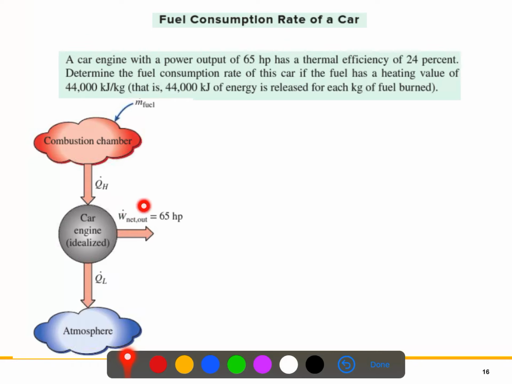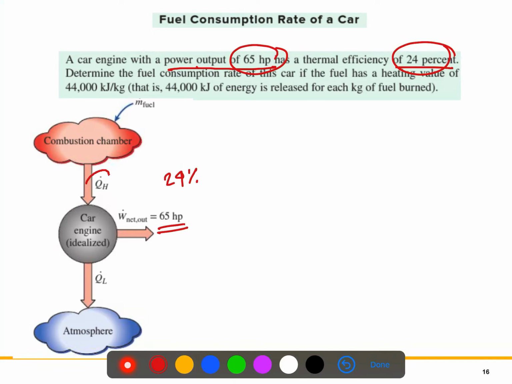So what we can see from this schematic, the net work output is given as 65 HP. So this car engine, we have this output, so it is actually given here. Look, the car engine has a power output of 65 HP, and the thermal efficiency is also given. So we know the output here, and the efficiency is 24%.